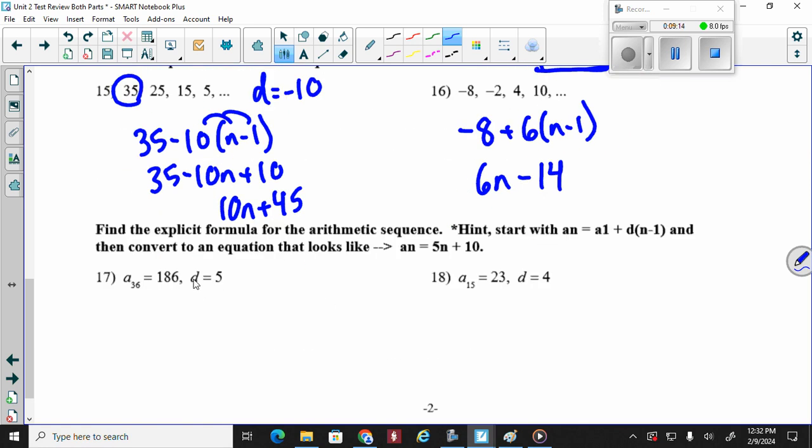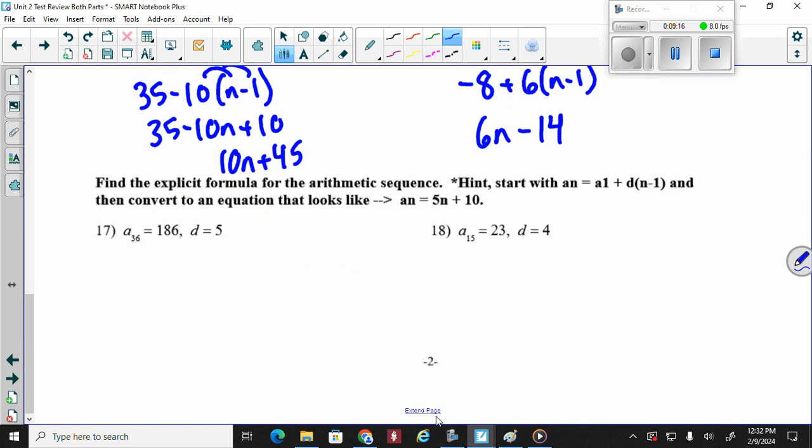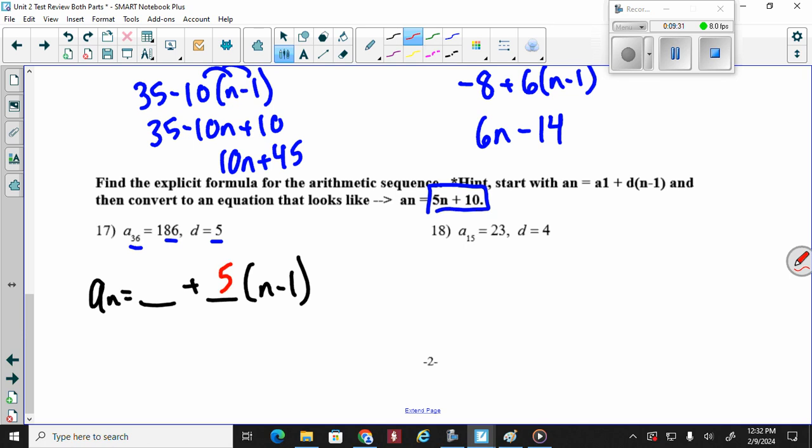All right, now we're getting into a little more calculations here. All right, remember your final answer is going to look like this. You have your 36th term and you have your common difference. So we got to use our A of n is equal to something plus something times n minus 1. My common difference is 5. I got to find my first term. I'm going to take 186 here. I'm going to take 36, plug it there.